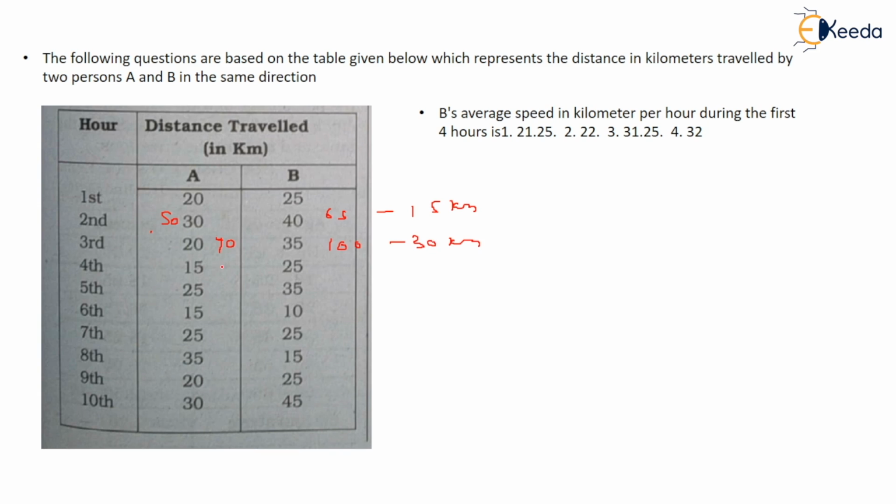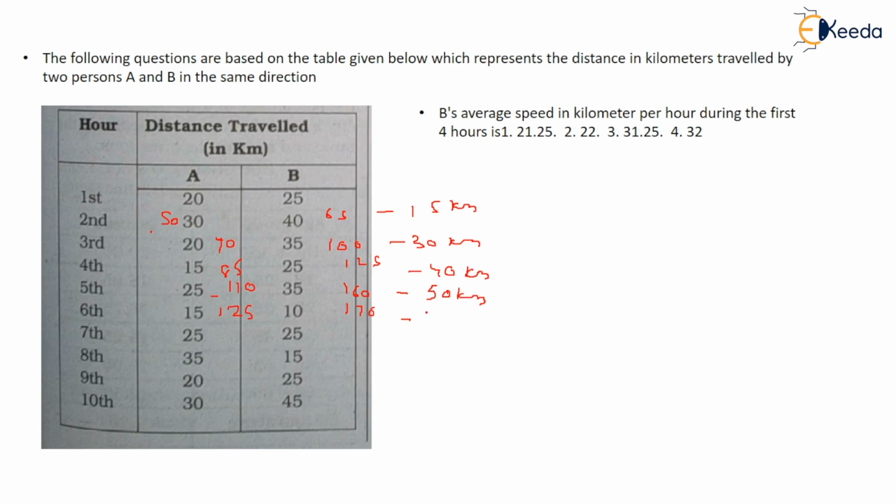Fourth hour, you can do similarly: 75 plus 15, 85. This comes out to be 125. This distance between them is 40 kilometers, right? 125 minus 85. In the fifth hour, after adding 25 to it, this comes out to be 110, right? 110, and this comes out to be 35 at 160. 160 minus 110, so this distance is 50 kilometers. If you go ahead, then after you add 15, this comes out to be 125. This comes out to be 170.